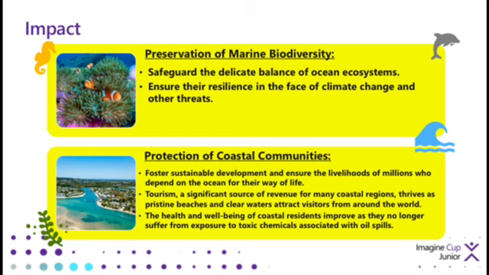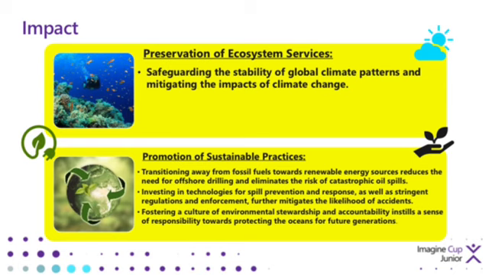Second, protection of coastal communities. Prototype 429 can foster sustainable development and ensure the livelihood of millions who depend on the ocean for their way of life. Also, tourism, a significant source of revenue for many coastal regions, thrives as pristine beaches and clear waters attract visitors from around the world. So, the health and well-being of coastal residents improve as they no longer suffer from exposure to toxic chemicals associated with oil spills. Third, preservation of ecosystem services.